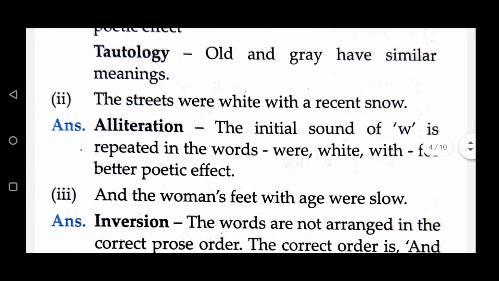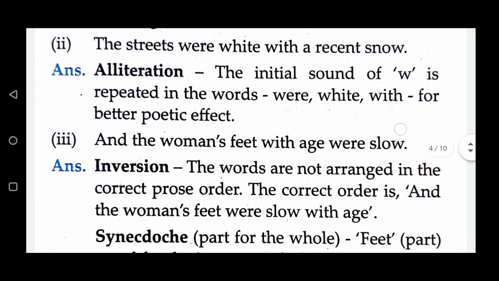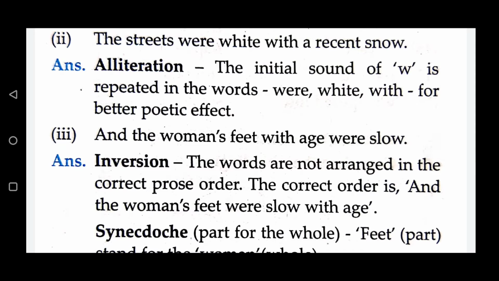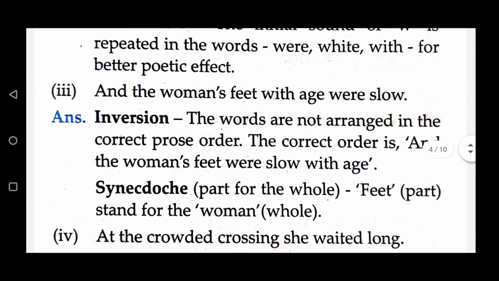The streets were white with a recent snow. So, first is alliteration. The initial sound of W is repeated in the words were, white, with for a better poetic effect. The third one, and the woman's feet with age were slow. This is inversion. The words are not arranged in the correct prose order. The correct order is and the woman's feet were slow with age.